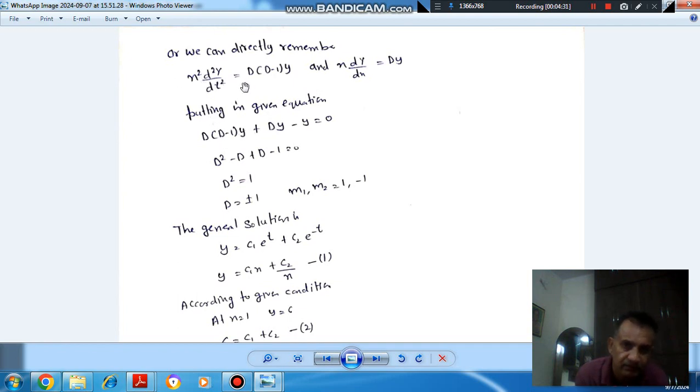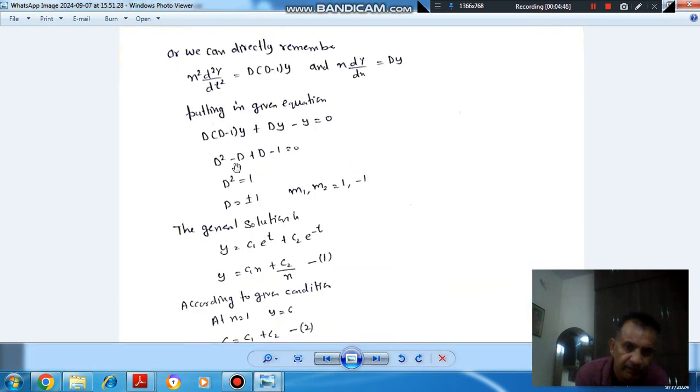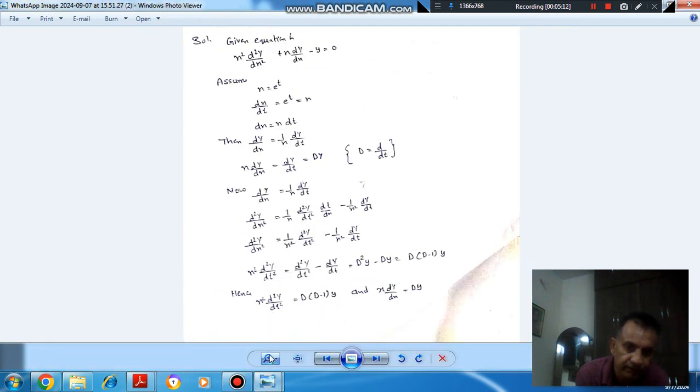Or we can directly remember this, if we don't want to derive it: when there is multiplication of x square and double differentiation of y, we can directly put x square d square y by dx square as D(D minus 1) y, and x dy by dx as Dy, and form the equation. Here x is e^t, that you have to remember.